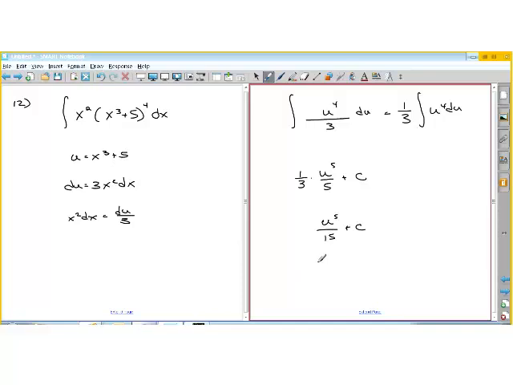So all we have to do is look back to our original expression for u, and u is equal to x cubed plus 5. So that's u. We raise that to the 5th power, divide by 15, and add our arbitrary constant c. And that is the answer.